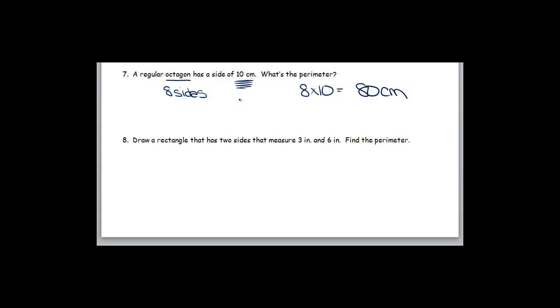Again, if it helps you to see a sketch of your octagon, and if you put a 10 there, and a 10 there, and a 10 all around, you'll see that there are 8 sides, and they each have a length of 10 centimeters, so of course our perimeter totals 80 centimeters. The last problem, let's go ahead and draw a rectangle.